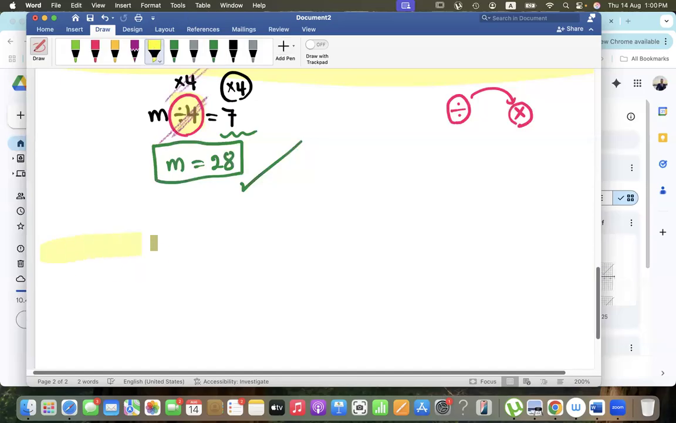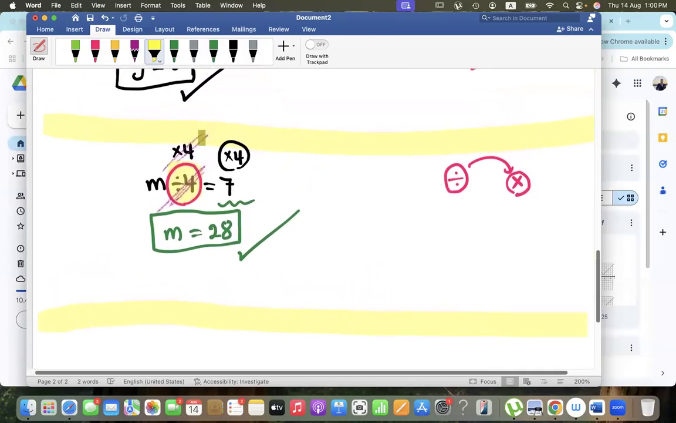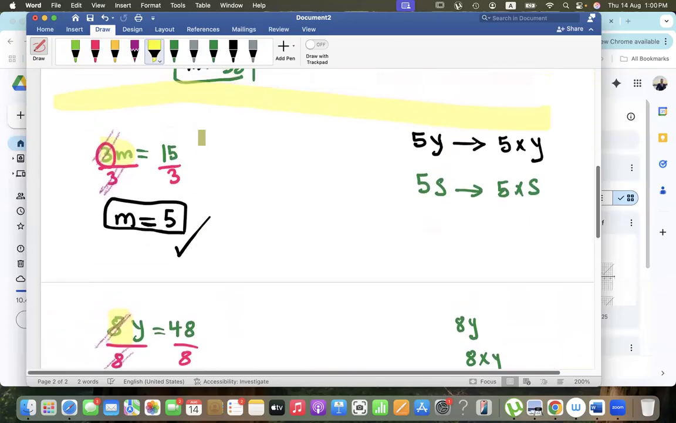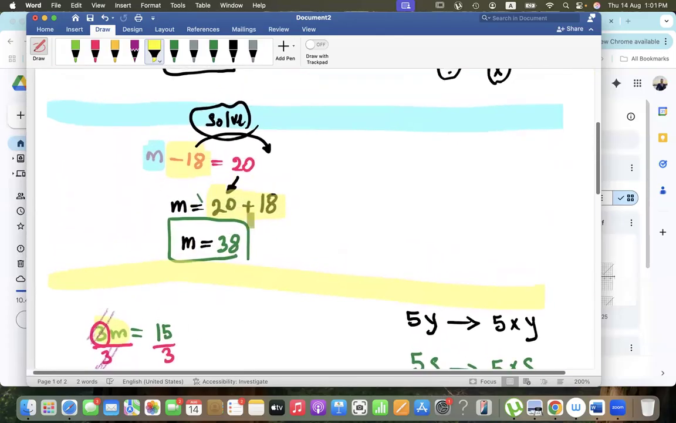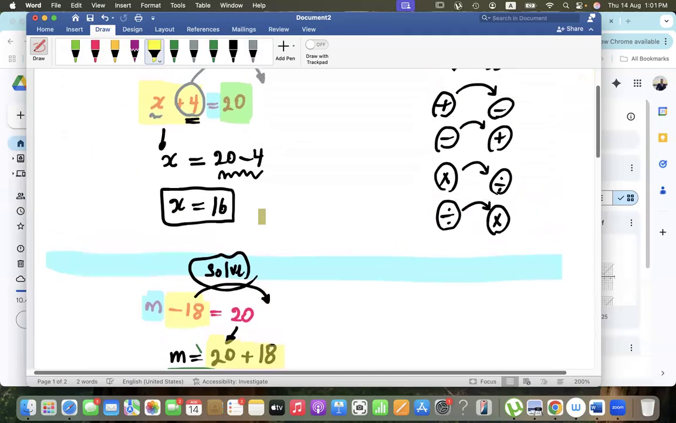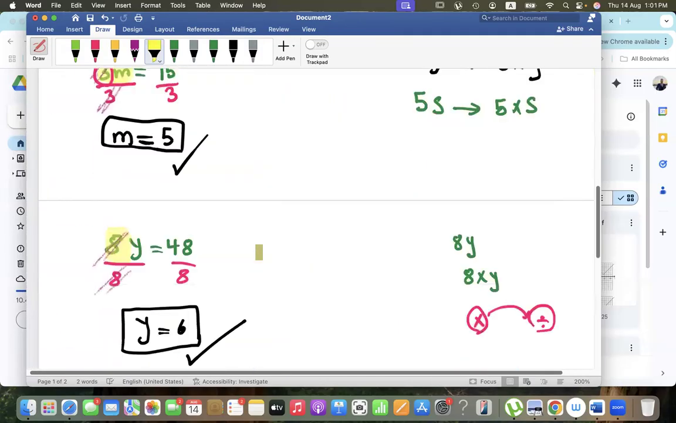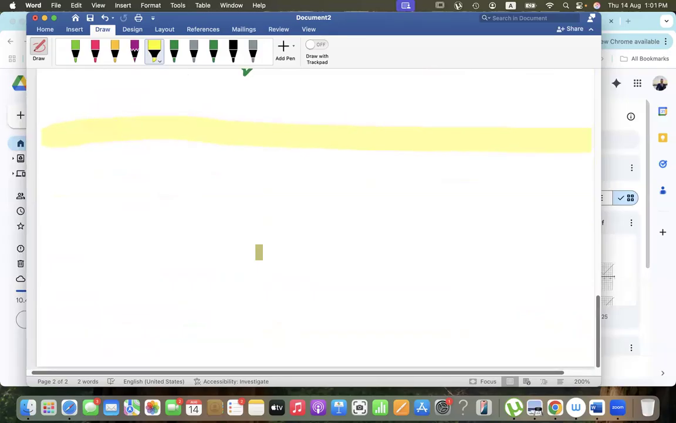This is called a one-step equation for linear equations. One step means you have to do only one step to solve the equation. As you can see, I just multiply by 4 here. There I just do division by 3. Here I just add 18. And this one I just subtract 4. So with just one step I get my answer.